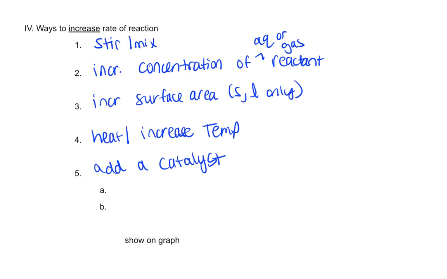So I'm sure you know about many of these already, but ways to increase the rate of reaction. Obviously doing the opposite of these would decrease the rate of the reaction, but you could stir, mix, shake to get more collisions to happen. You could increase the concentration of a reactant. However, that really only happens with aqueous or gaseous because if your units of concentration are in moles per liter, you can increase the number of moles of a solute per liter of solution, or you can compress a gas and get more moles in a liter, but you can't do that for solids and liquids.